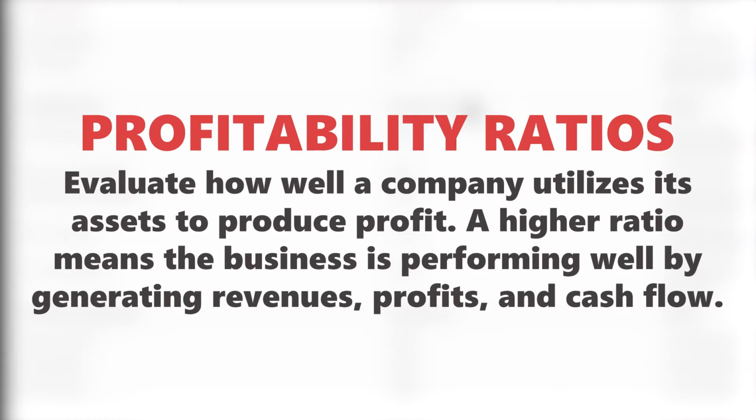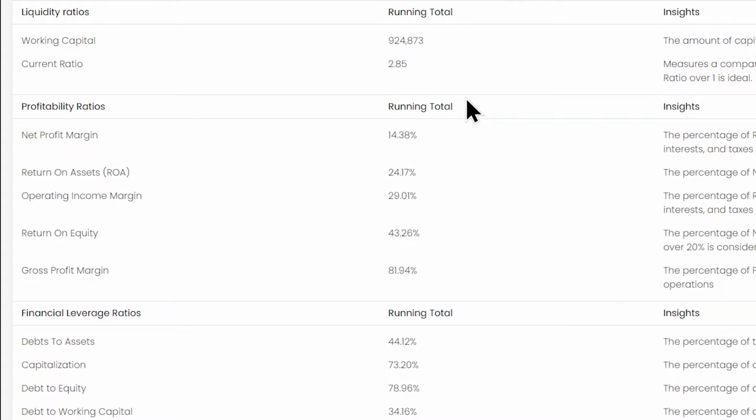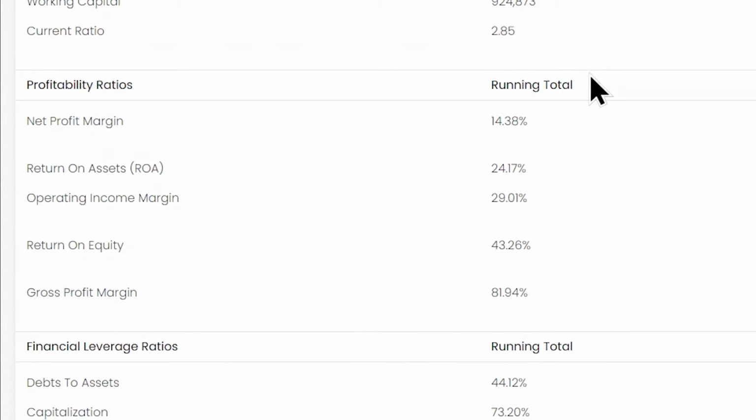They are used to evaluate how well a company utilizes its assets to produce profit. A higher ratio means the business is performing well by generating revenues, profits, and cash flow. As you can see, the metrics taken into consideration here are your net profit margin, return on assets, operating income margin, return on equity, and gross profit margin.